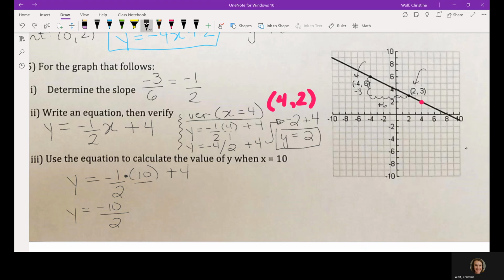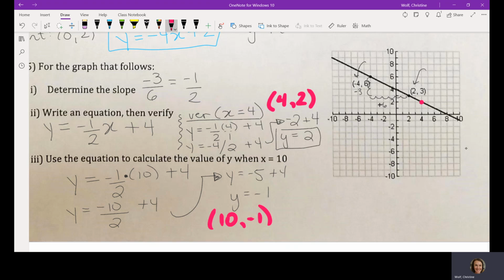There is a 1 underneath that 10. 2 times 1 is just 2. And then we add 4. Now let's simplify. Y now equals negative 10 over 2, which is negative 5, plus 4. And that equals negative 1. So that means that when x is 10, y should be negative 1.